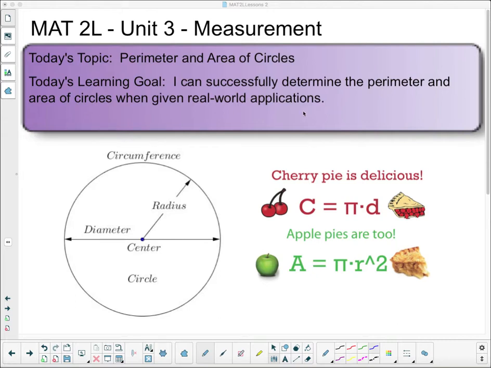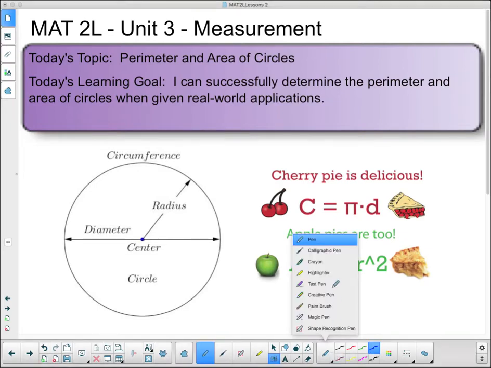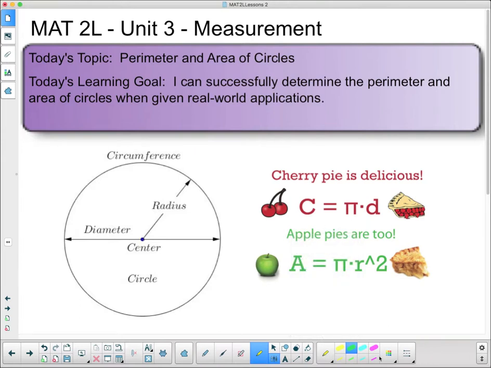So we're going to go over what perimeter and area of circles are to start with, and so I'm going to take my handy-dandy highlighter here. And we're going to start with what the perimeter of a circle is. So the perimeter of a circle, another name for that is circumference.